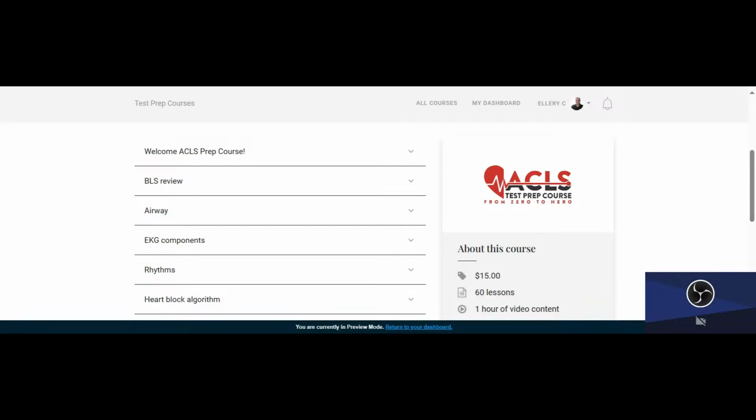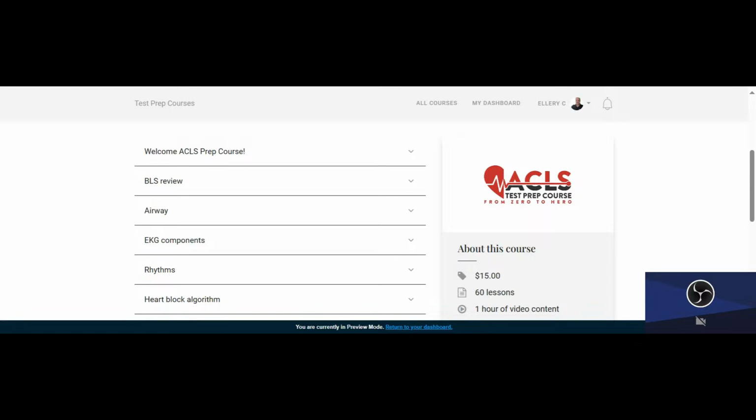Which heart block is it? First degree, second degree, or third degree heart block? Which one is it? Let's go over the definitions of each heart block first. The definition of first degree heart block is a 1-to-1 conduction, so 1 P wave to 1 QRS. The definition of second degree heart block is a dropped QRS, and there are 2 different types of second degree heart block: second degree type 1 and second degree type 2.